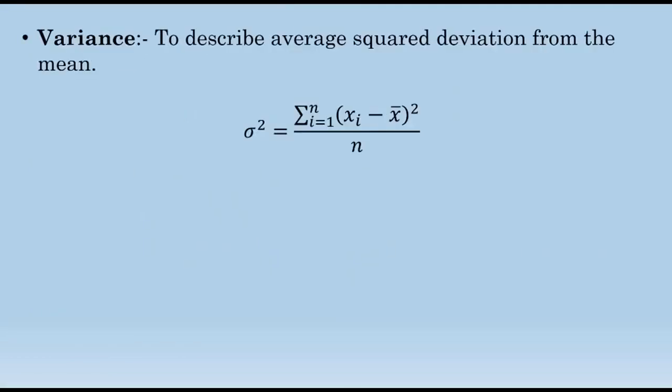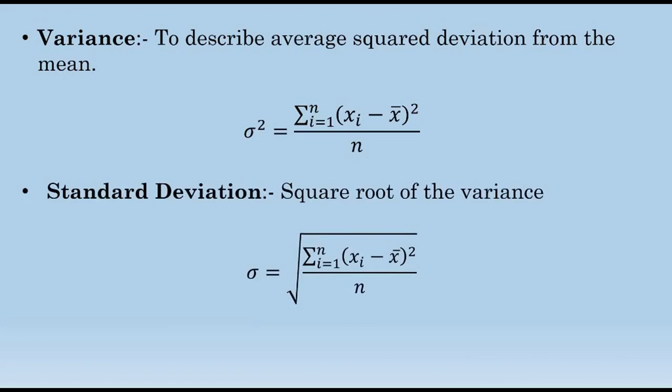If we move into our measures of dispersion, variance describes the average squared deviation from the mean. That is the squared deviation from the mean value of the dataset, which has the formula sigma square is equal to summation (xi minus x bar) whole square divided by n. Here x bar is the mean, xi is the observation, and n is the number of observations.